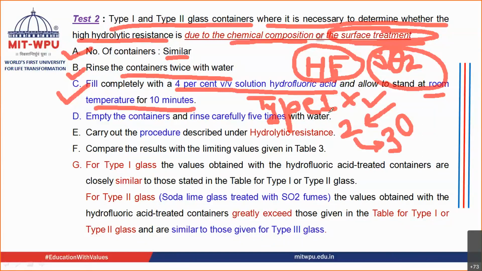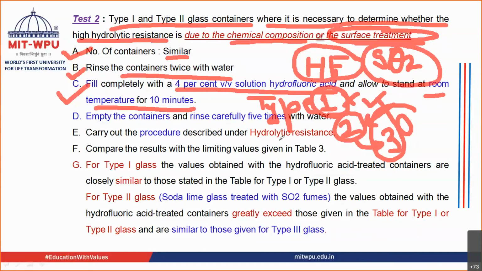Are you understanding? So your type 1 is not getting affected by this hydrofluoric acid, your type 2 is getting affected, and the sulfur dioxide is getting removed from here, and it is now converting into your type 3 glass. So that is why you carry out this treatment with hydrofluoric acid. I was just telling you why this hydrofluoric acid is being used.